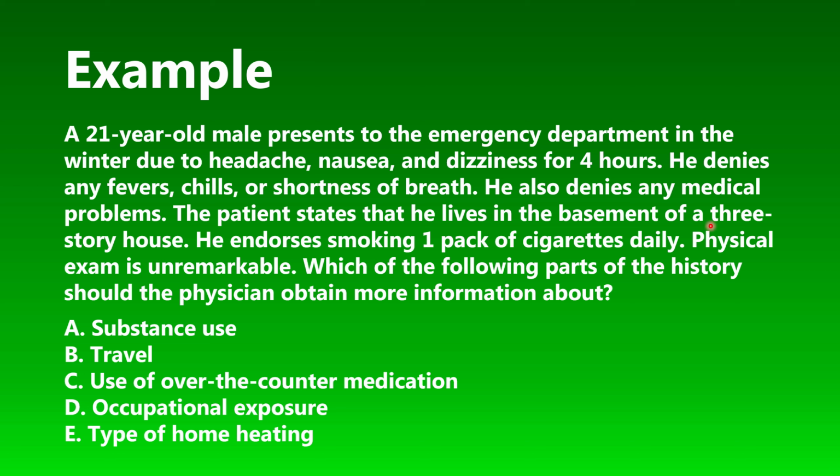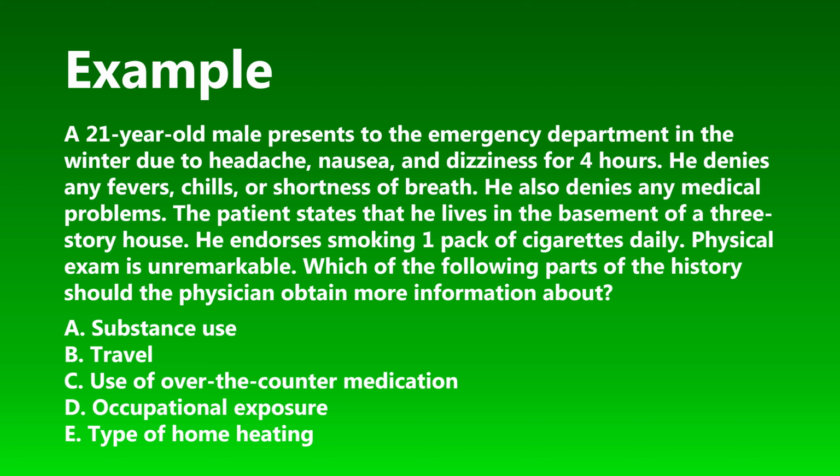The fact that he's in the basement, it's a 3-story house, and it's the wintertime puts him at increased risk. And additionally, the fact that he's a smoker, right? Potentially he could be smoking in that basement for all we know. But even if we don't assume that, there are a lot of other sources of carbon monoxide, gas heaters, furnaces, those kinds of things that put this patient at increased risk of carbon monoxide poisoning. So the answer here is E, the type of home heating.